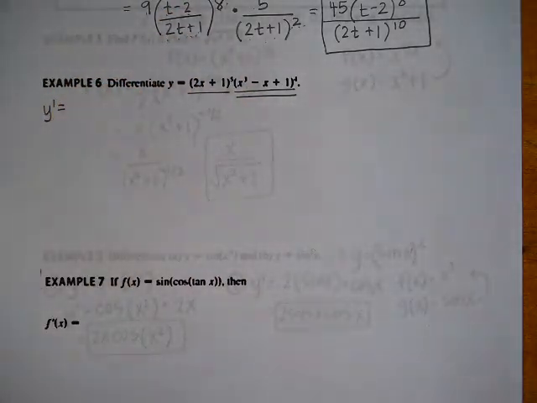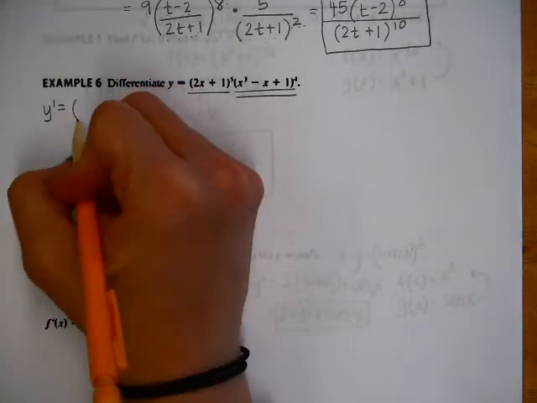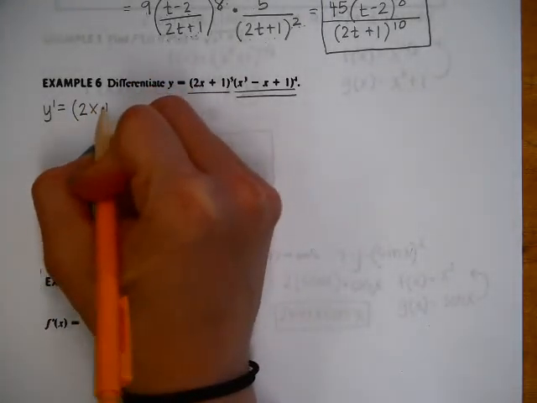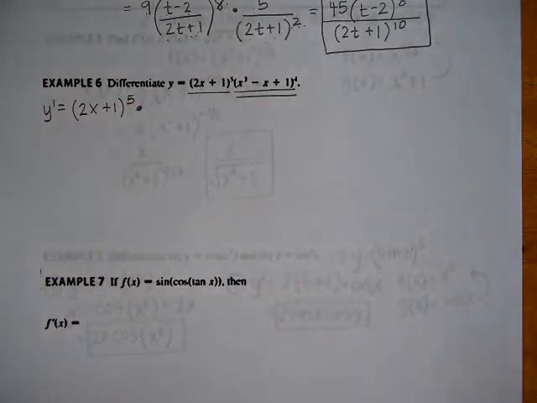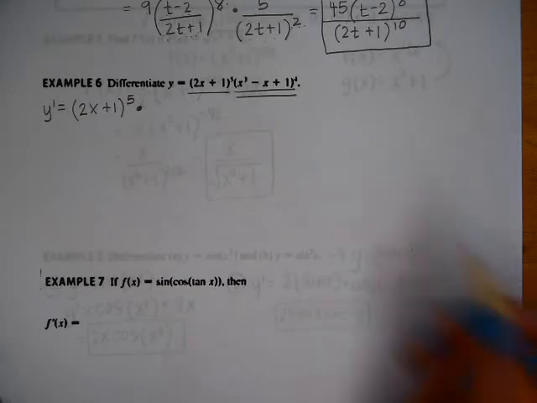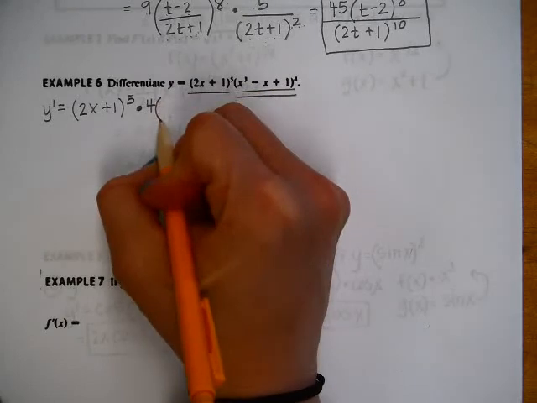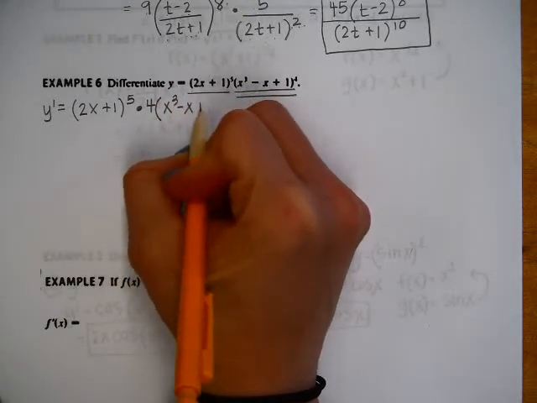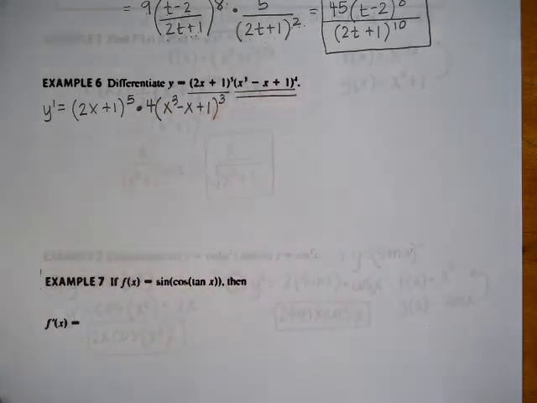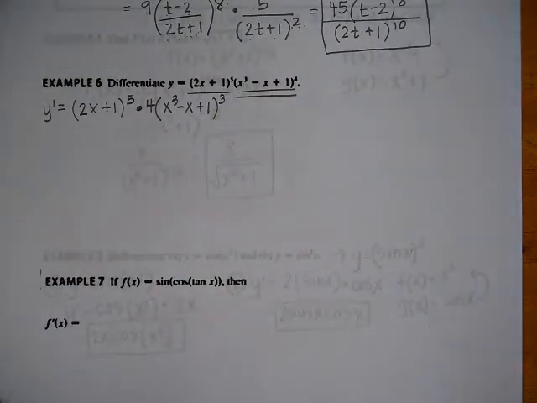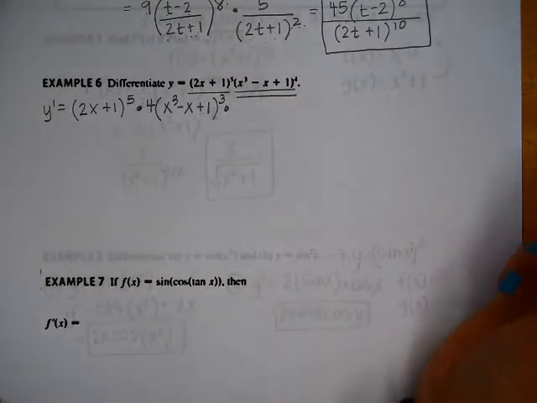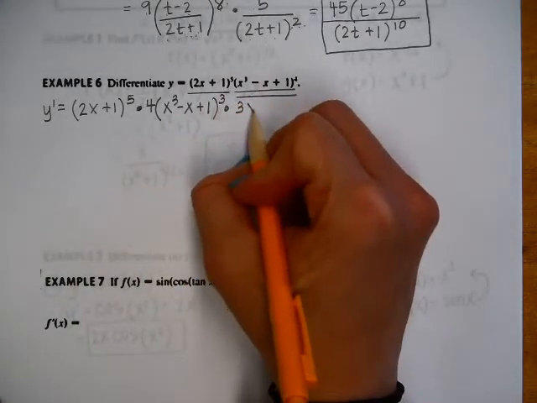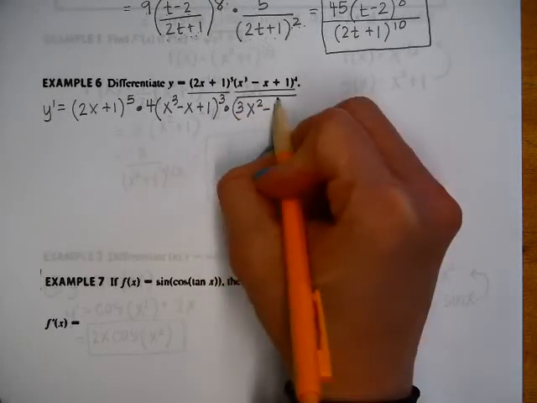here we go. The first, as is, which is 2x plus 1 to the 5th power, times the derivative of the second. And the derivative of the second is going to require us to do the chain rule. So that is going to be 4, leave your inside the same, and that goes to the 3rd power, times the derivative of the inside, which is going to be 3x squared minus 1.